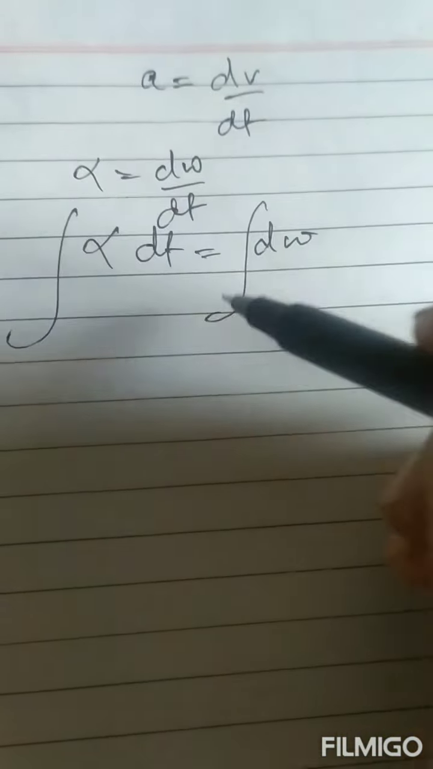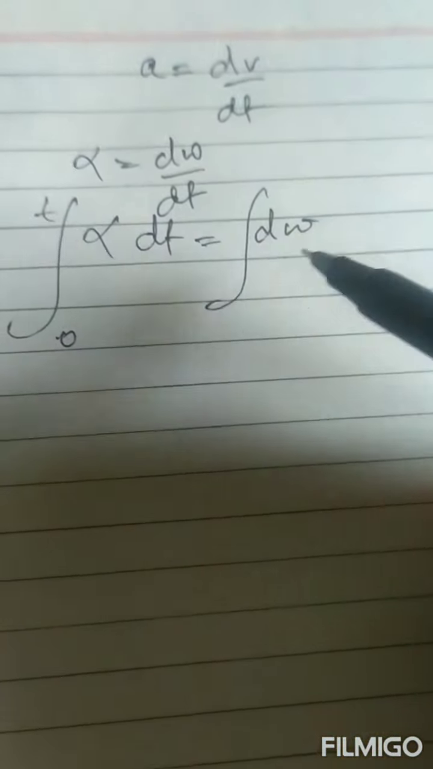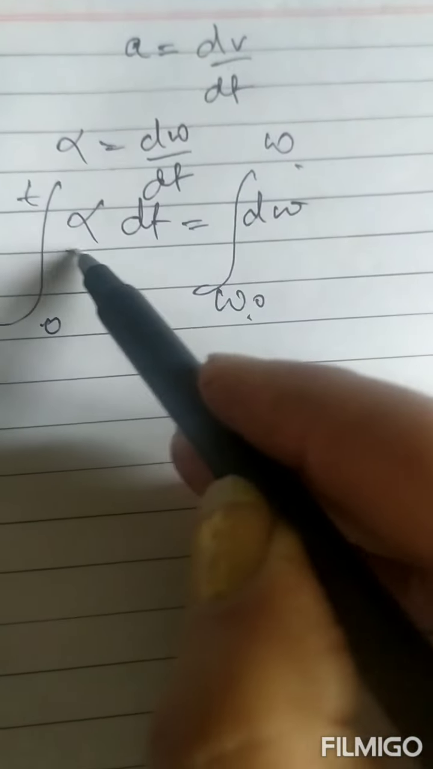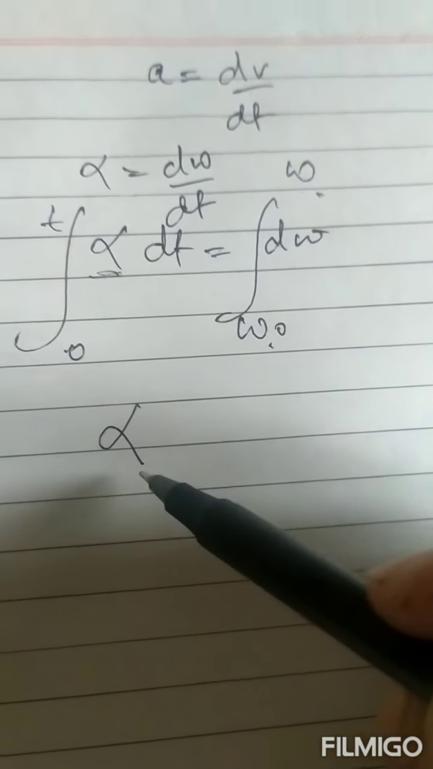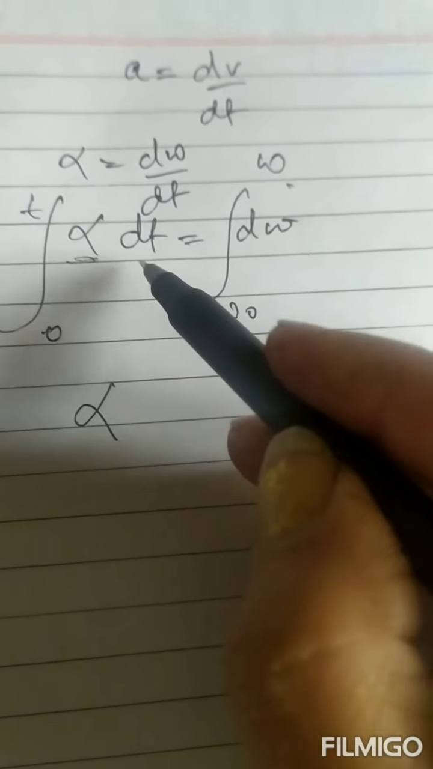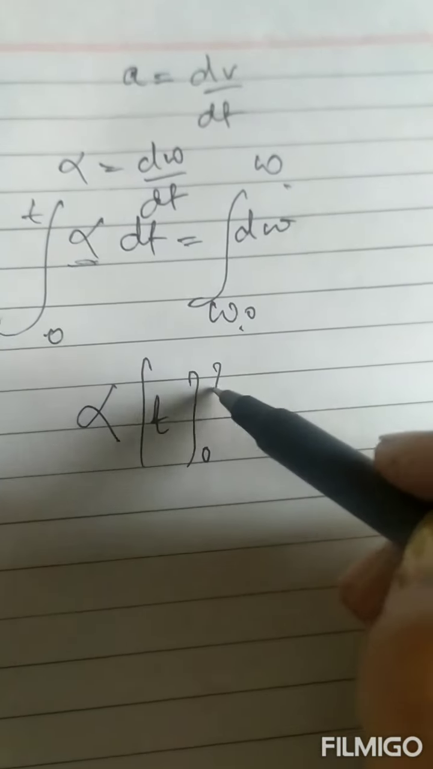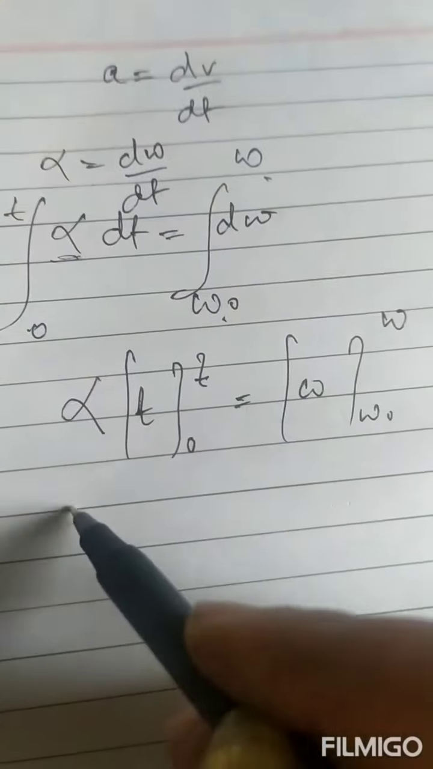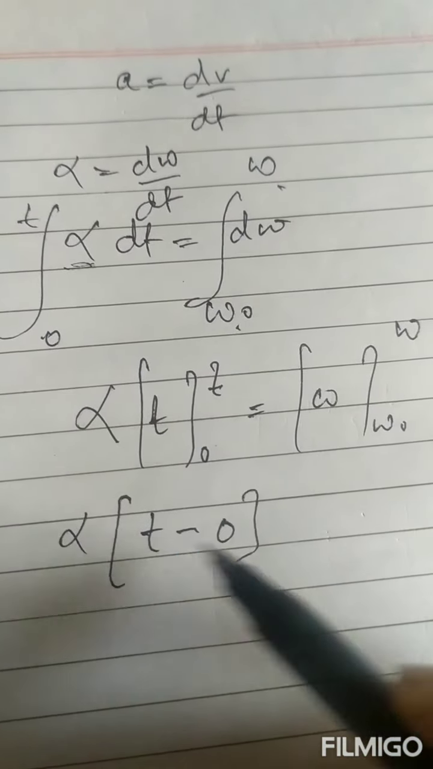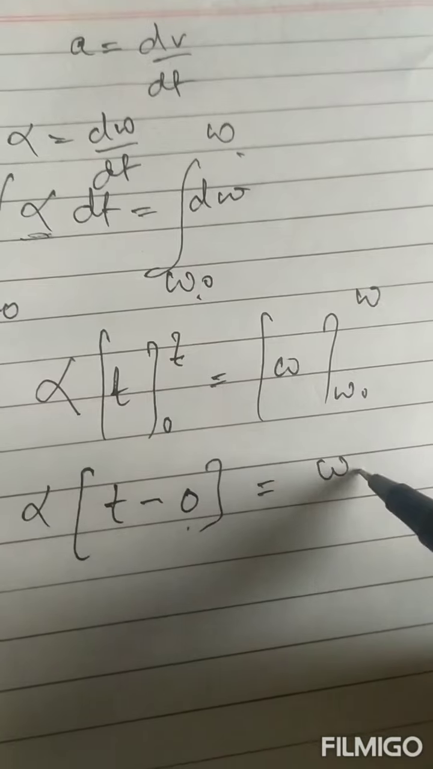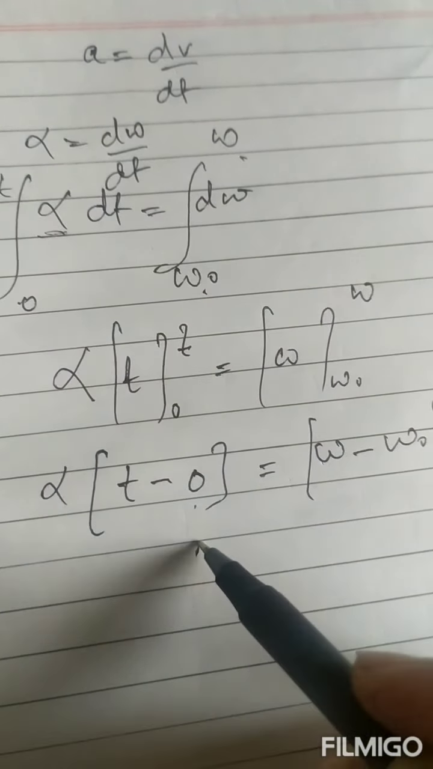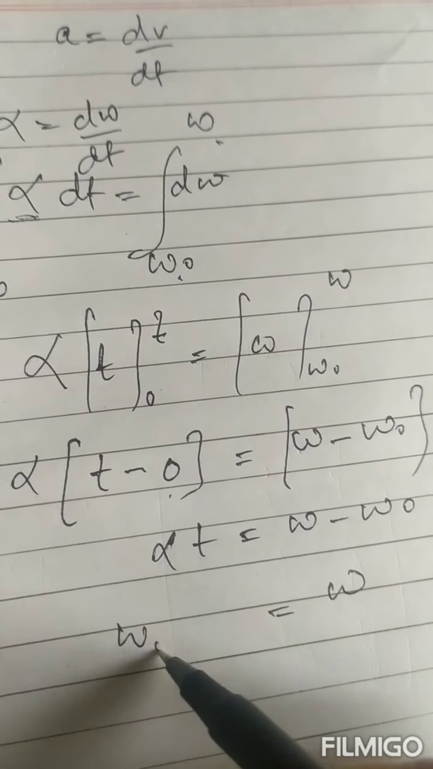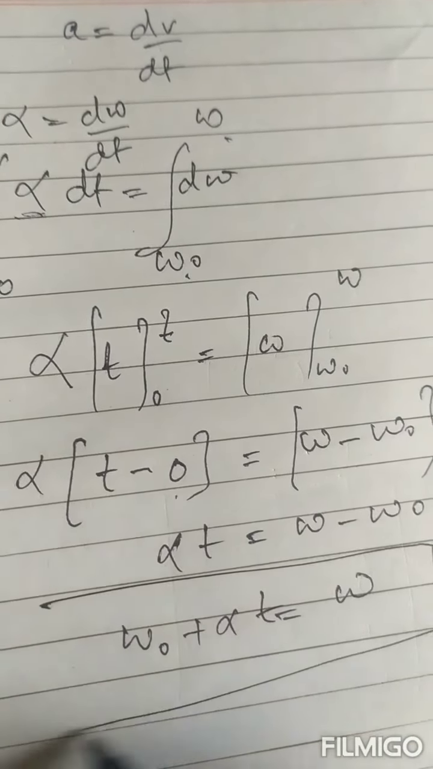Now taking the integral on both sides, the limits on the left are from 0 to t, and on the right from omega naught to omega, initial velocity to final velocity. Since alpha is constant, because all these equations are valid for constant angular acceleration, the integral of dt is t with limits 0 to t, and the integral of d omega is omega with limits omega naught to omega. So alpha t minus 0, upper limit minus lower limit, is omega minus omega naught. So alpha t is omega minus omega naught, and omega is omega naught plus alpha t. So this is the first equation of motion.